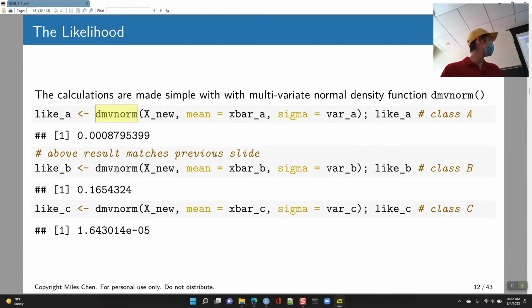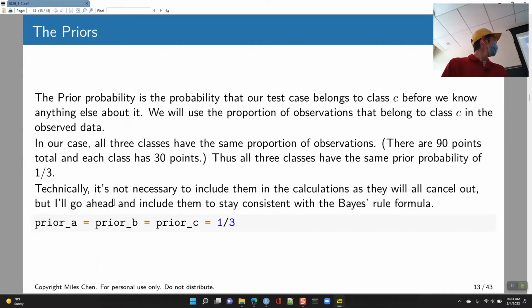And we can do the same thing. What's the likelihood of getting that observation if it was part of class B? What's the likelihood of getting this observation as part of class C? And it comes back with these other numbers here. Okay, and then we run through the prior probabilities. In this case, we had 90 observations total, and each class had 30 observations. So our prior probabilities will just be 1/3 each.